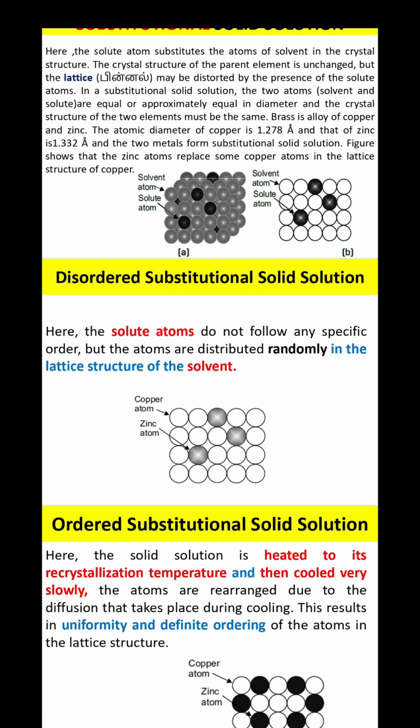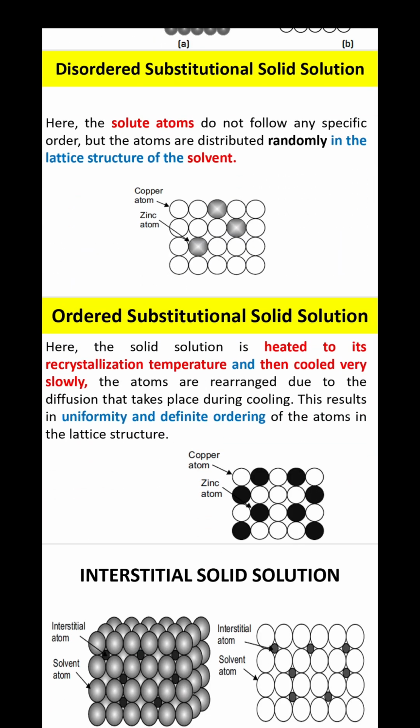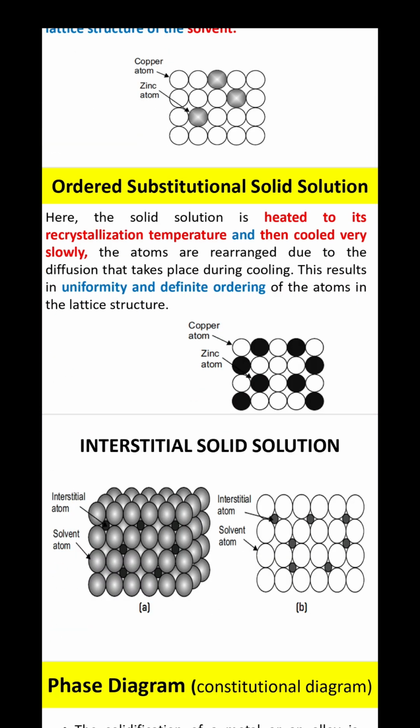So that is classified into two categories. One is disordered substitutional solid solution, another one is ordered substitutional solid solution. So in the diagram, we see the zinc atom replaces the copper atom in a random order. So here the solute atoms do not follow any specific order, but the atoms are distributed randomly in the lattice structure. So another one is ordered substitutional solid solution.